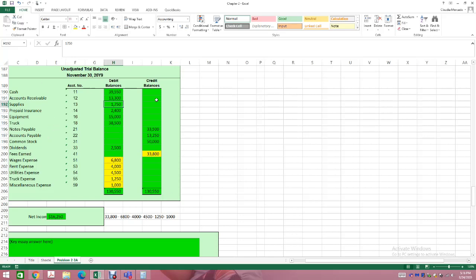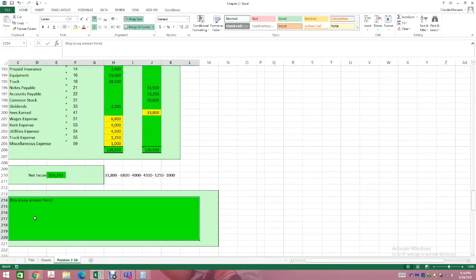Looking from this report, I don't see any adjustments, so we're missing that adjustment that could potentially impact my net income. So your answer here could be, some supplies may have been used during November, but no supplies expense has been recorded.